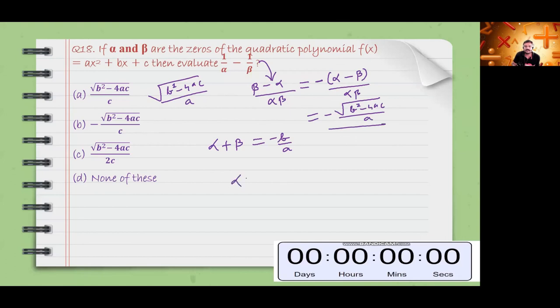So minus of under root b² minus 4ac upon a, whole upon alpha into beta, what is it? It is c upon a. So ये a cut जाएगा, so what is the answer? Minus under root of b² minus 4ac upon c. Option B is the answer. अभी हमने previous question में ये alpha minus beta का value find किया था, okay, based on that only we have continued it. Okay, remaining part we will continue in the next session. Okay, we will stop here.